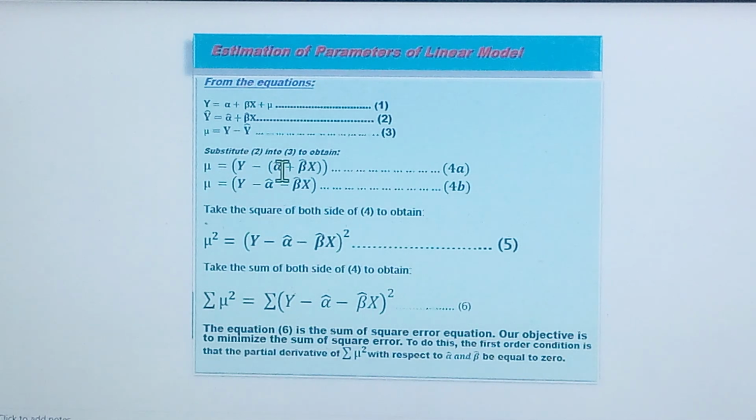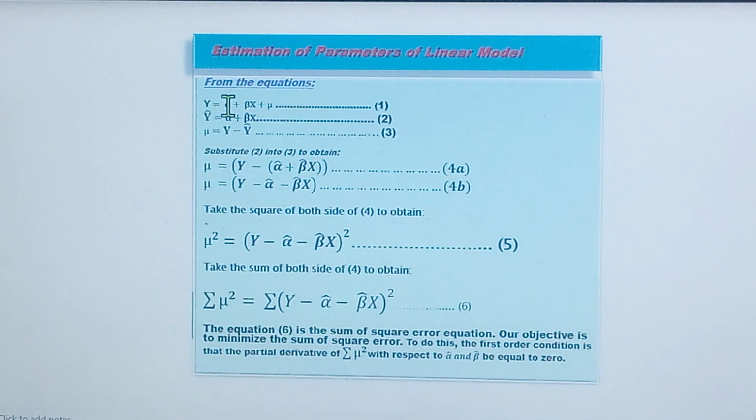Okay, now to do so, I have equations 1, 2, and 3 here. Equation 1 says that y equals alpha plus beta x plus mu. I am using alpha here in place of b0 and beta here in place of b1 used in our earlier demonstrations. This is allowed. In fact, you can choose a0 and a1 in place of alpha and beta.